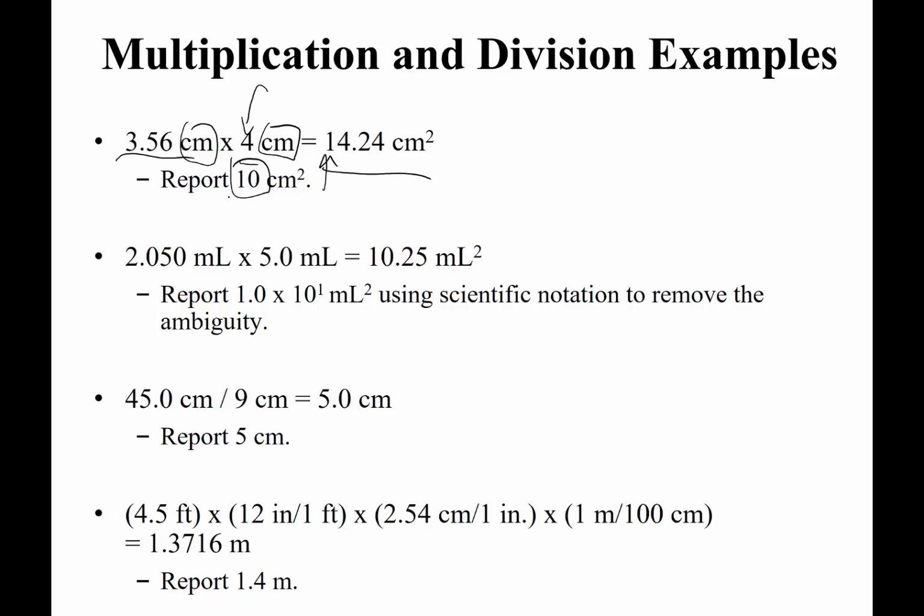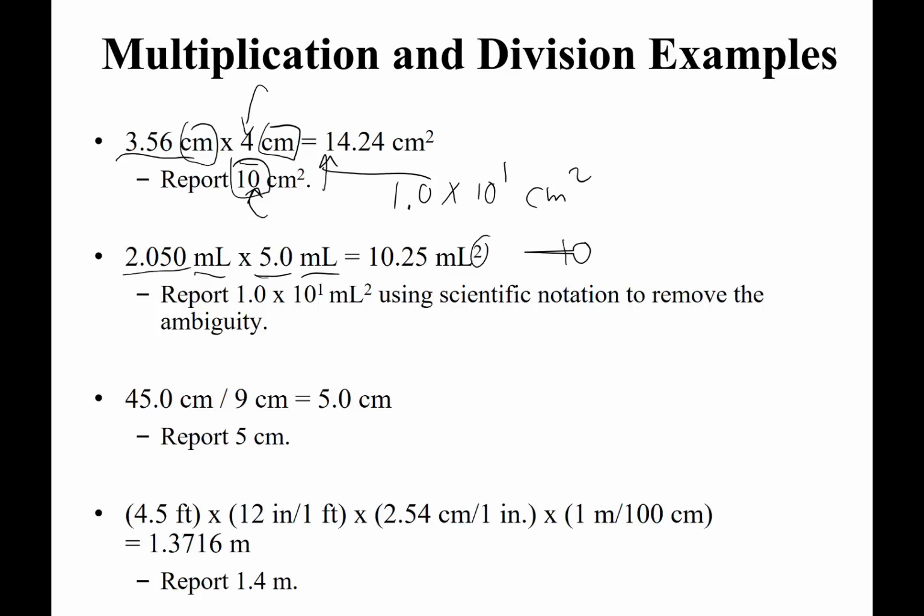So then this is reported as 10 centimeters, where we know that that zero is not significant. Or if you wish, 1.0 times 10 to the 1 centimeters squared, right? Okay, so the next one is another multiplication, so milliliters times milliliters, so we get milliliters squared as the unit, and we have 4 significant figures and 2. And so now your answer needs to be shortened to 2 significant figures. Now here, you want to write 10 as well.